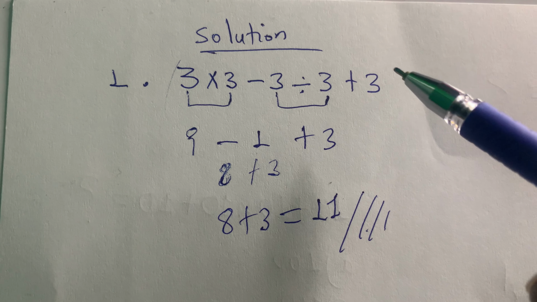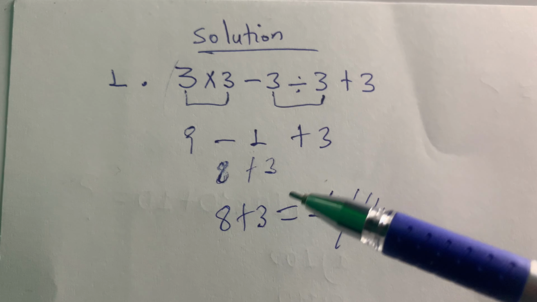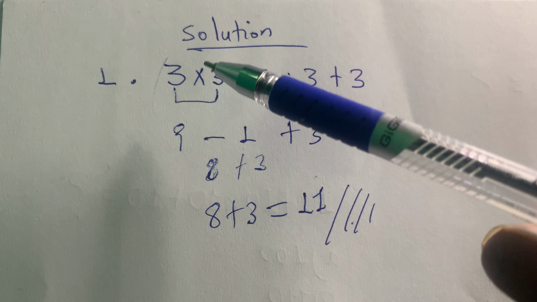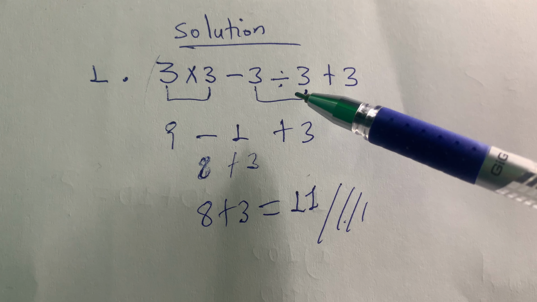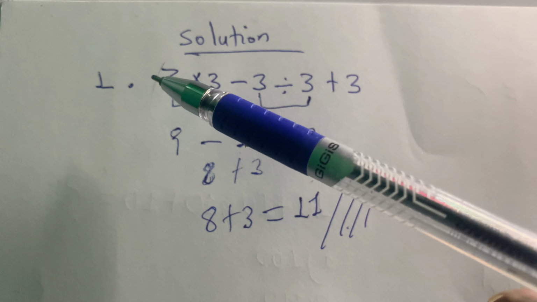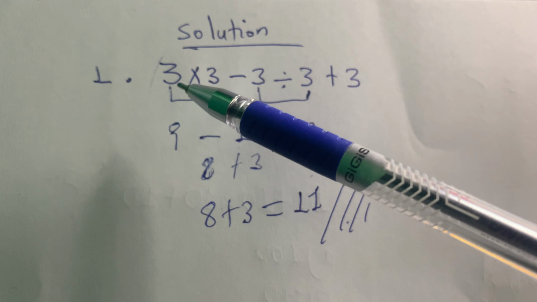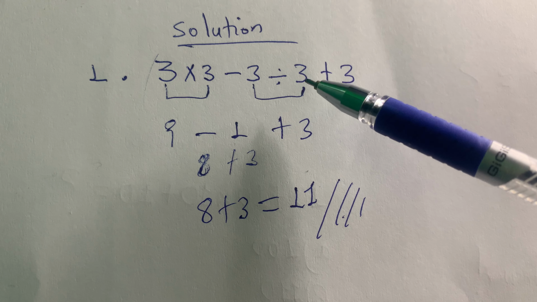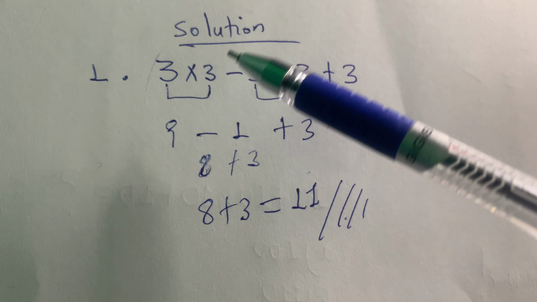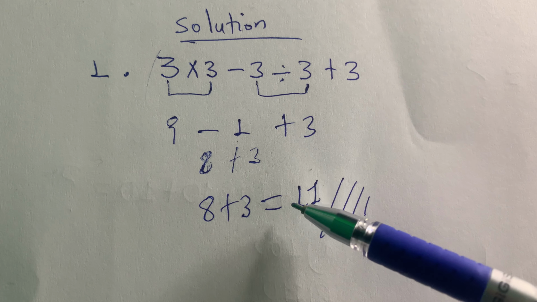So what I would like you to remember is that whenever a question comes like this one, where there is multiplication, addition, division, and subtraction, first calculate the multiplication part first, and then calculate division, and then after that you go to the subtraction and the addition, like this one.